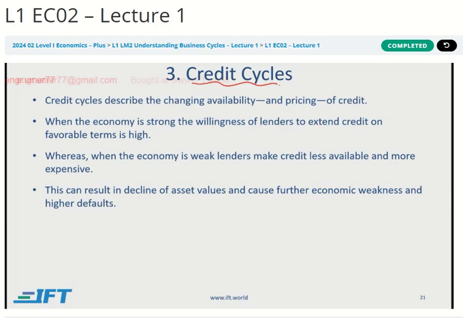We're going to stop this one here, and in the next one, we'll pick it up with credit cycles and how that's linked with the business cycle.